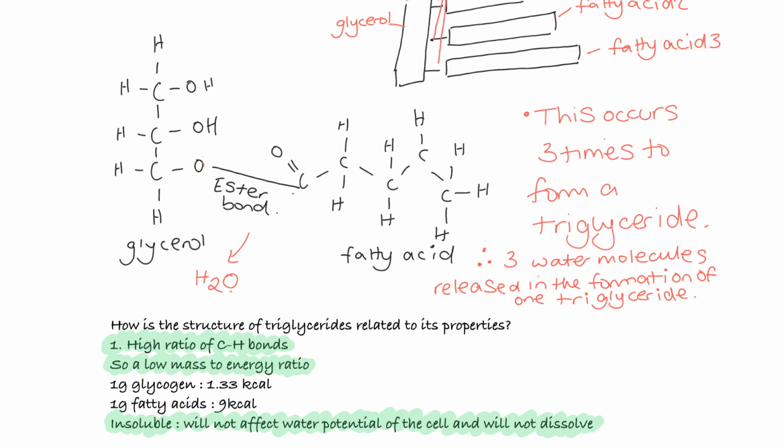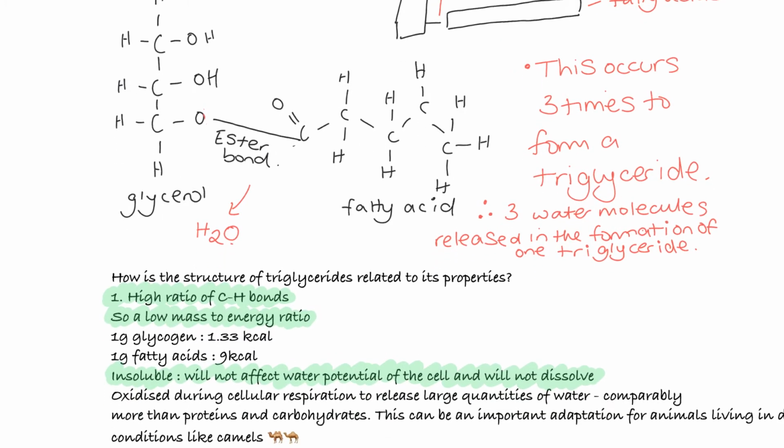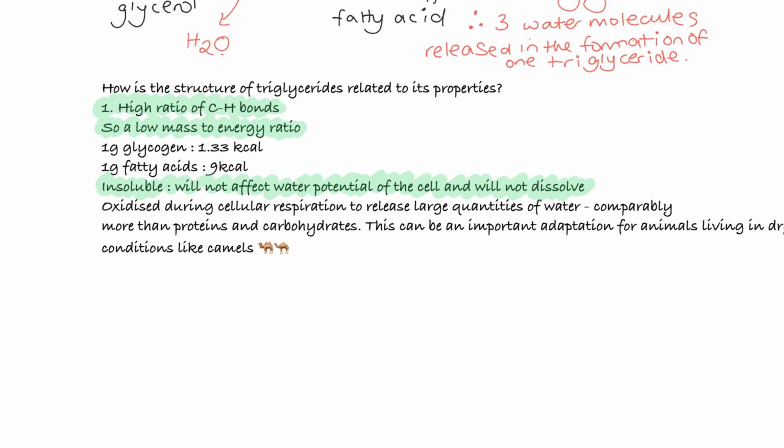When lipids are oxidized, it releases a large amount of water. What that means is when lipids are used in respiration, about 110 grams of water per 100 grams of fat will be produced, which is a lot. Compare that to about 41.3 grams of water per 100 grams of protein and about 55 grams of water per 100 grams of starch. Why do we care about that?